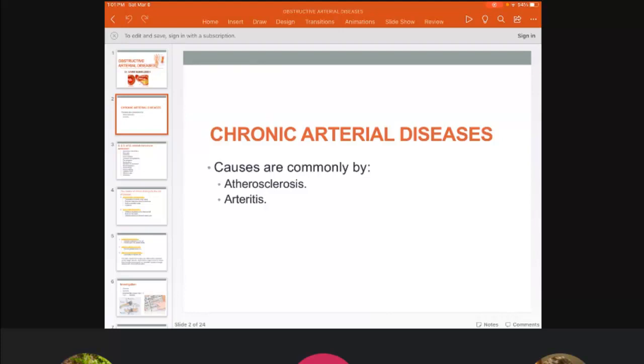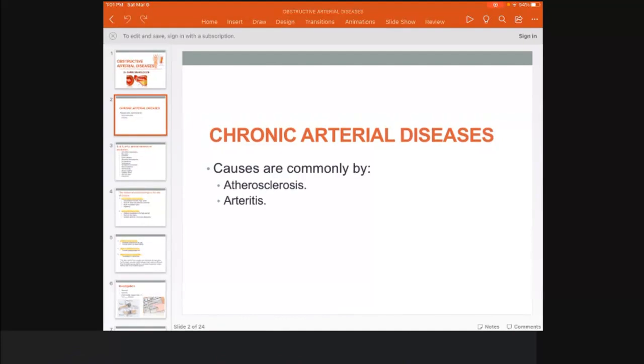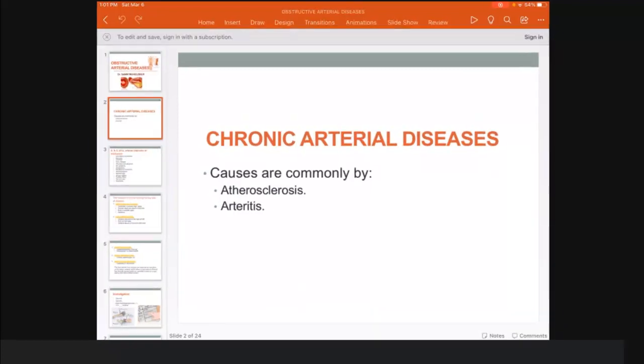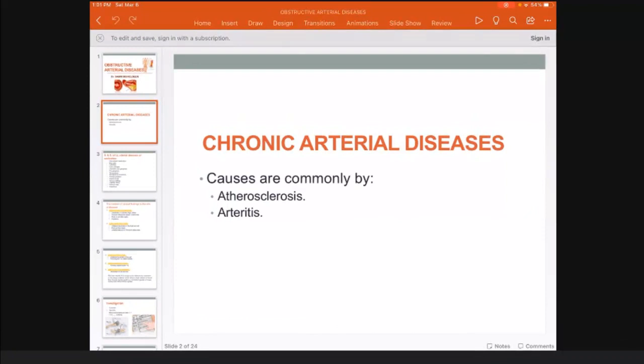This is commonly caused by two things. The more common is atherosclerosis, and the second one is arteritis. Atherosclerosis is the more common. It affects all ages, but it progresses as you get older, especially in diabetic patients, hypertensive patients, obese patients, or smokers or alcohol consumers. It is worse if the person is inactive, not athletic, with no exercise. This increases the problem of atherosclerotic changes in the artery.